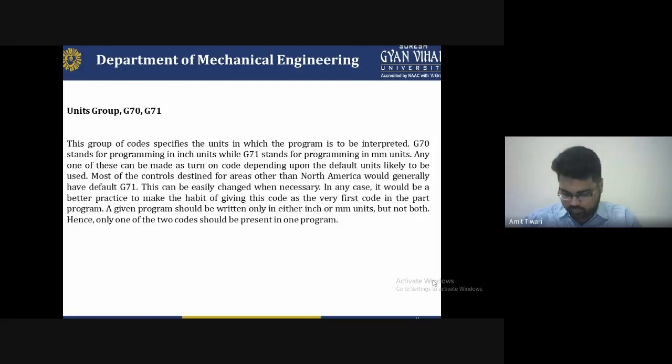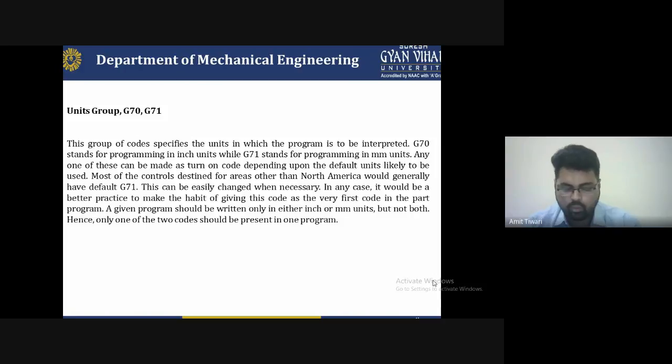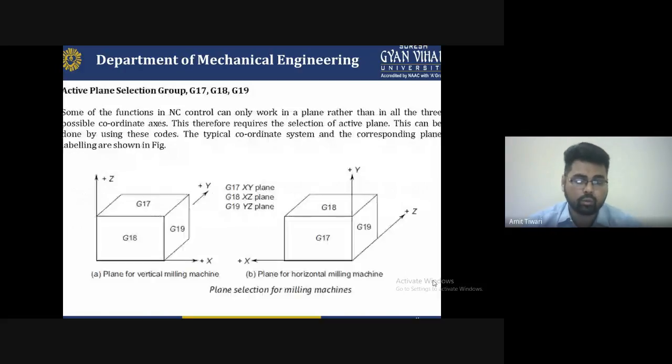Now, the second one is that you have to select this code for maintaining the measurement. Generally, it is used to maintain the measurement, and it is very helpful for understanding all the parameters being used. So these are the codes we generally use in this category.